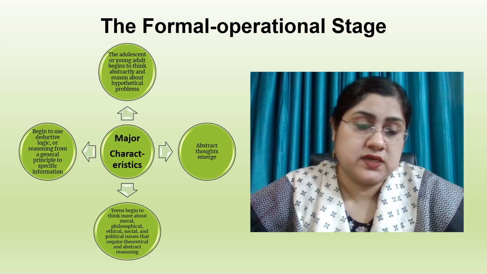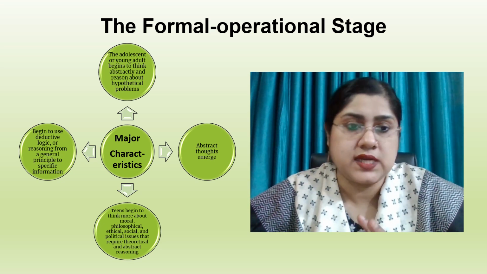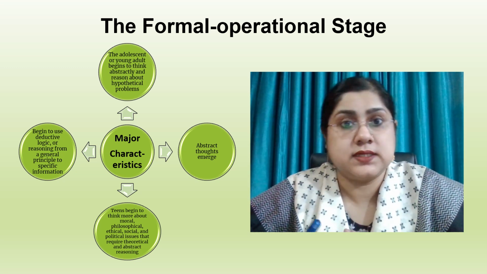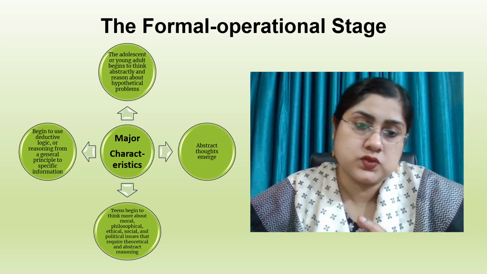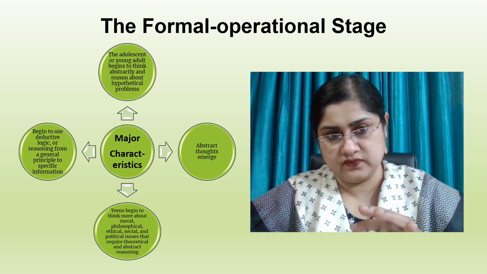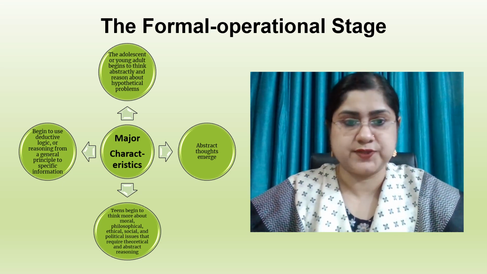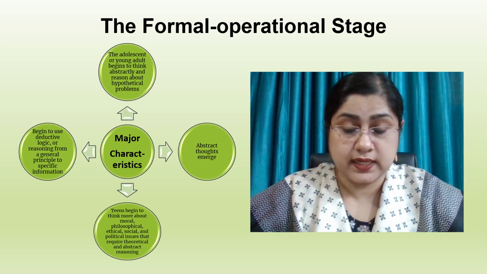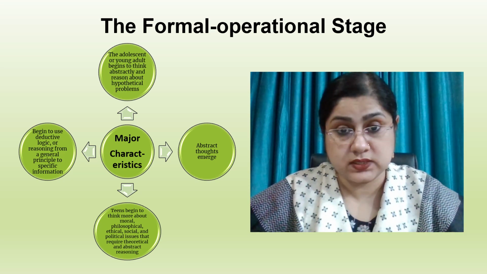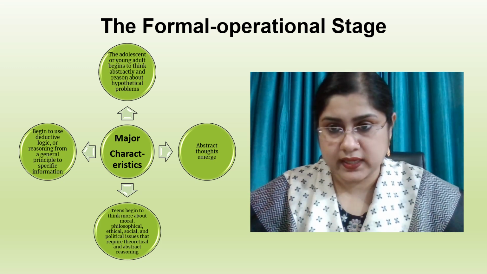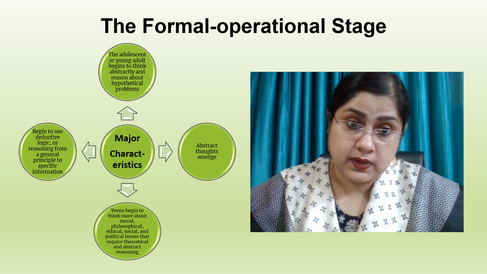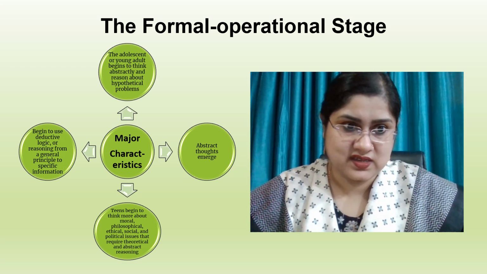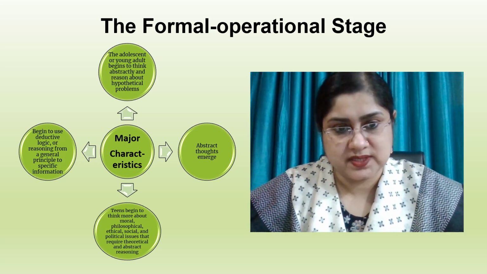Then comes the fourth stage, which is the formal operational stage. This stage starts from the age of 12 and exists throughout life. From 12 years to the rest of life, we can find people in this particular stage. The major characteristics and developmental changes seen in this stage are that the adolescent or young adult begins to think abstractly, and starts reasoning about hypothetical problems, even problems which can only be thought of, because abstract thought emerges.